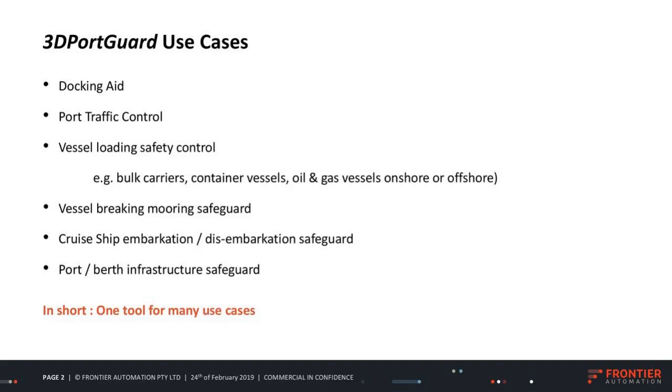So we're an automation company, so we provide automation systems. But for 3D port guard, what you can do with it are the following. You can either use it as a docking aid, you can use it as a port traffic control system to manage what your traffic actually is in real time. You can use it as a vessel loading safety control, and I'll have some more examples on this later. So this can be different types of vessels, different port operations. It can be bulk carriers.